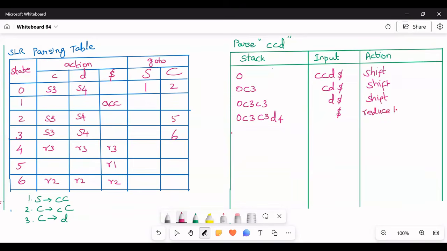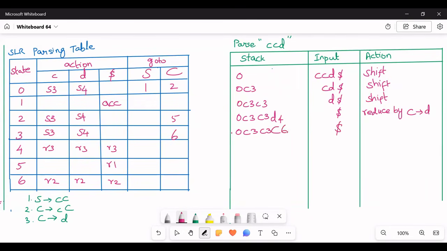Reduce by C tends to D. So now the length of the right hand side is 1. So pop 2 symbols from the stack. So we are going to pop D and 4, then write left hand side of the production C, then 3C. 3C means refer the go to table. So 6.